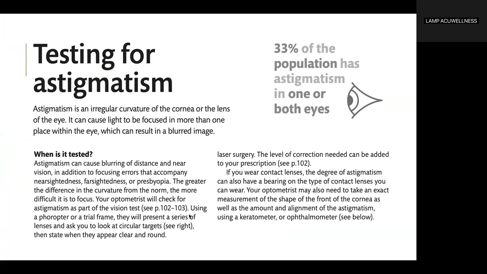Astigmatism can cause blurring of distance and near vision. So, in addition to focusing errors that accompany nearsightedness, farsightedness, or presbyopia, the greater the difference in the curvature from the norm, the more difficult it is to focus. Your optometrist will check for astigmatism as part of the vision test. Using a phoropter or a trial frame, they will present a series of lenses and ask you to look at circular targets, then state when they appear clear and round.